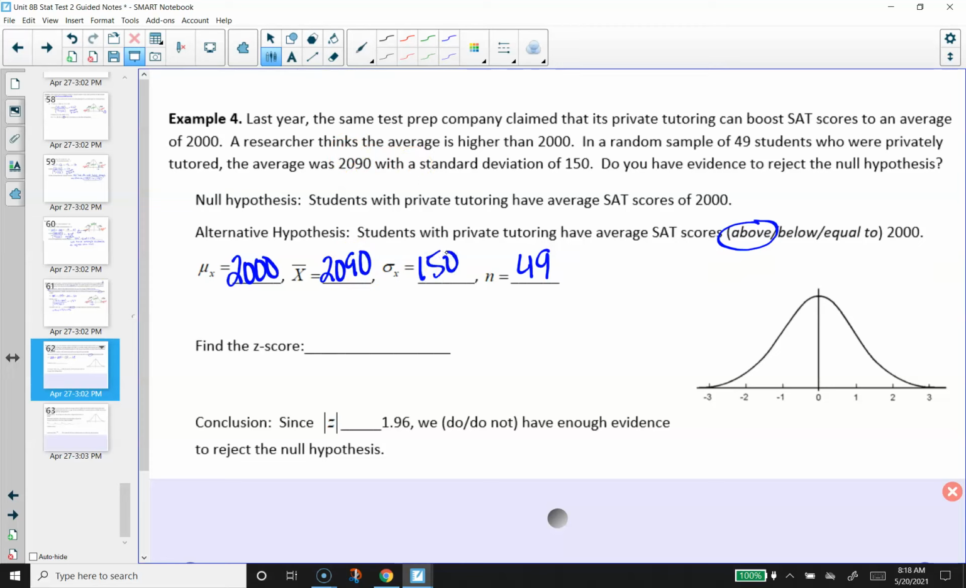So let's see, do we have enough to reject? So z-score, we have our sample minus our population over standard deviation over the square root of our sample size. So let's see here, 2090 minus 2000. All right, I'm getting a z-score this time of 4.2.